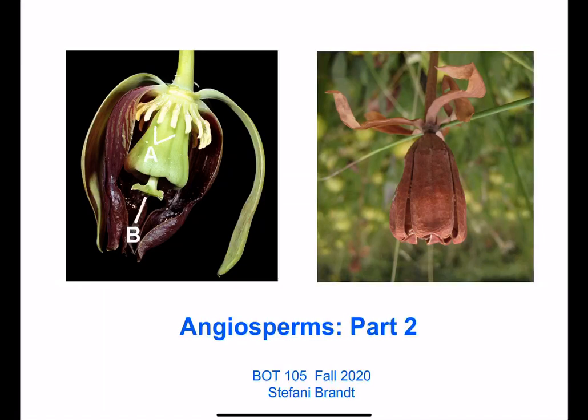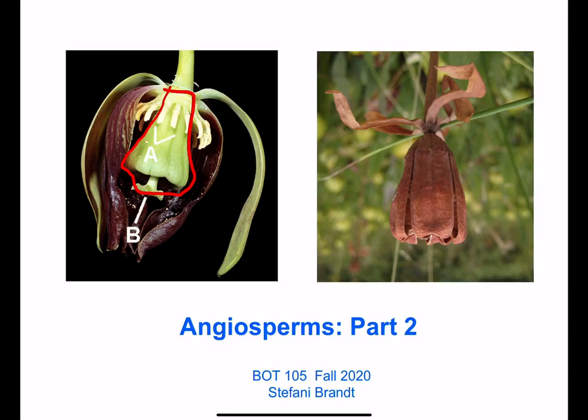This is a picture of the exact same thing. It's just the same thing in two different stages of development. The thing that's labeled B here, well, I'm not sure if B is indicating just this top little thing. I'm imagining B is indicating this whole structure here. That is the ovary inside of a flower.